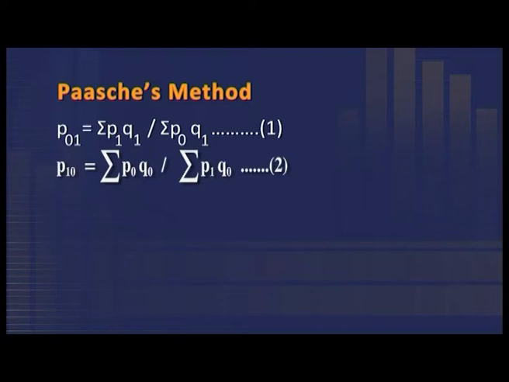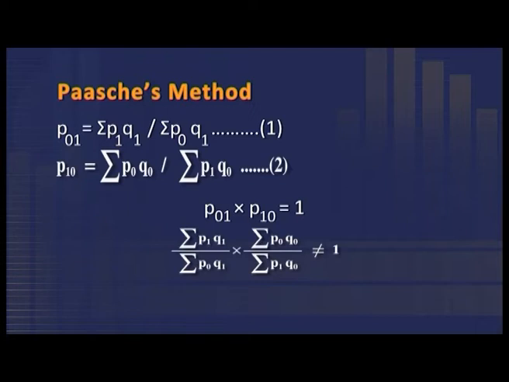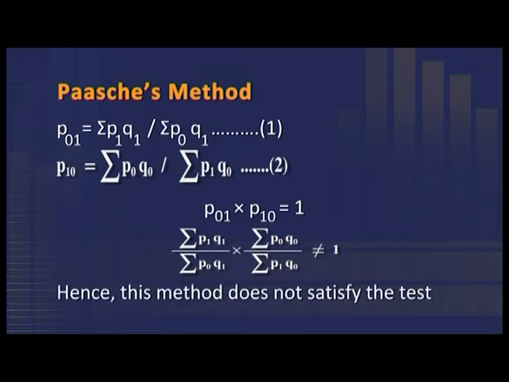When taking the product of equation 1 and equation 2, we should get P01 into P10 is equal to unity. Here, after substituting, we see that P01 into P10 is not equal to unity, and hence this method does not satisfy the test of time reversal.